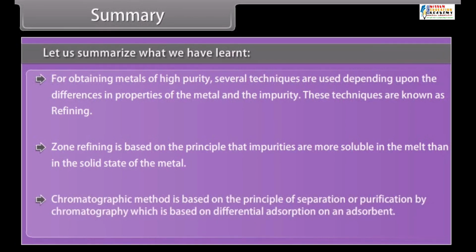Chromatographic method is based on the principle of separation or purification by chromatography, which is based on differential absorption on an absorbent.